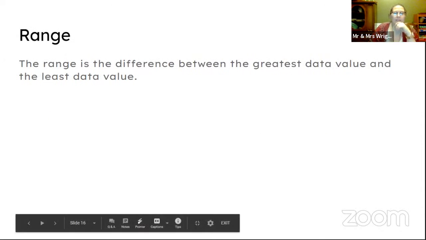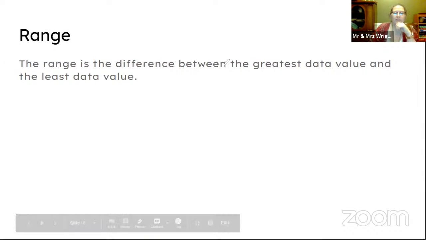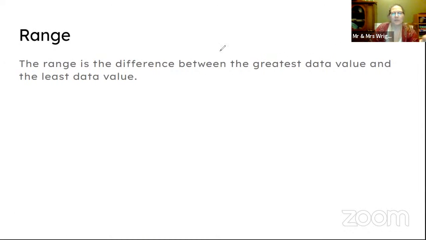All right, range is going to be the difference between the smallest piece of data, the minimum, and the largest piece of data, the maximum. If you take the largest piece of data and subtract the smallest piece of data, that's your range. Very similar to when we had the interquartile range and we found quartile 3 and quartile 2, and we subtracted quartile 2 from quartile 3 to find the interquartile range. Just the regular range is the biggest number minus the smallest number.